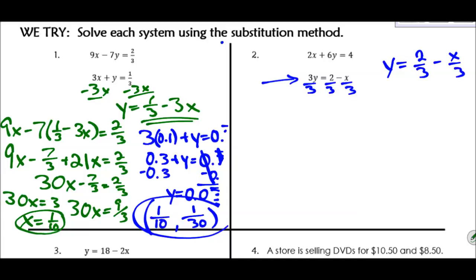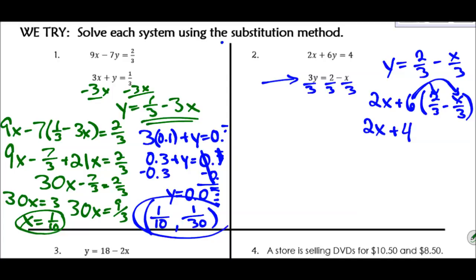I'm going to take that whole expression and substitute it in place of y. So I got 2x still, plus 6 times y, which is now 2/3 minus x over 3. That equals 4. I'm not going to write that part because I don't have room, but I'm just going to simplify this a little bit by distributing. 6 times both of those terms: 2x plus 4 minus 6x over 3. That equals 4.